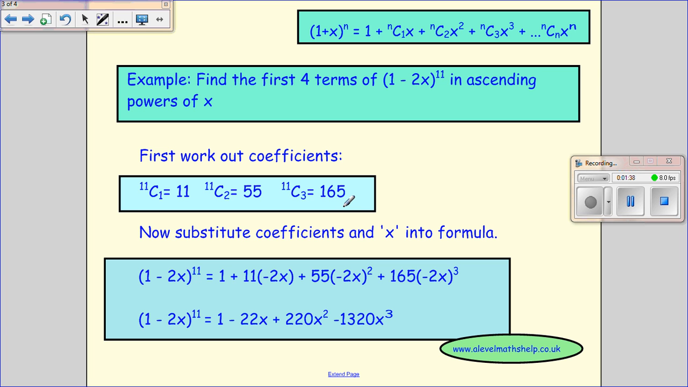Okay, so then I substitute the coefficients and the x into the formula, and if we look, my x is minus 2x when I compare it with this. So every time I see x, I'm going to write minus 2x, and I'll put the coefficients in. So I get (1 minus 2x) all to the power of 11 gives me 1, then I put the first coefficient in, 11, and my x is the minus 2x, plus the second coefficient times (minus 2x) squared, plus the third coefficient times (minus 2x) cubed. I then use my calculator and work these out, remembering very carefully to always put my bracket in when I'm cubing, so I make sure I cube the right thing.